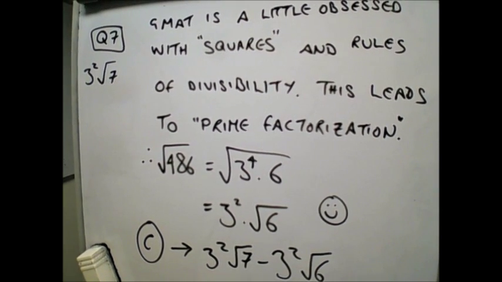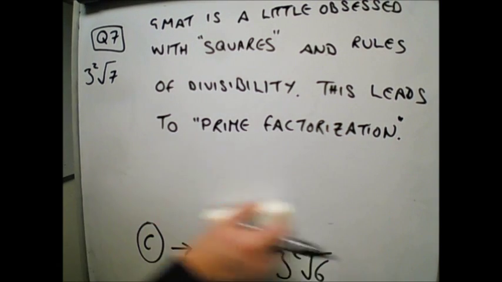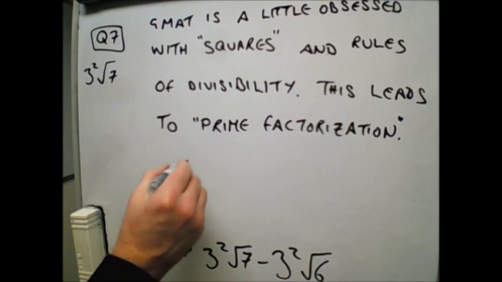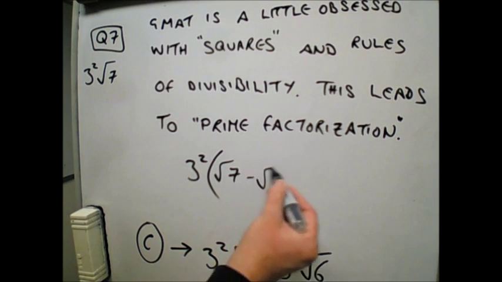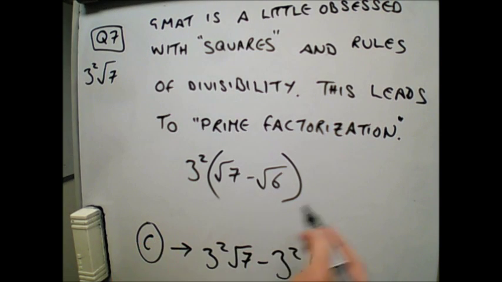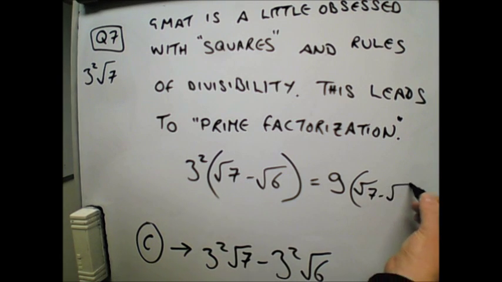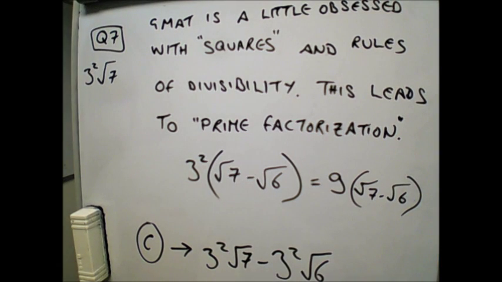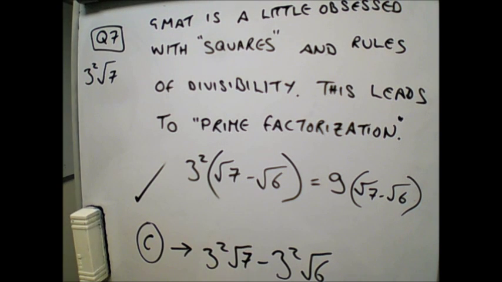So we have 3 squared times the square root of 7 minus 3 squared times the square root of 6. They share a common term, which is 3 squared. That means you can factor that common term out. Pause and think about that if you need to, but the final answer now is very simply, because we can factor out the 3 squared, 9, parenthesis, root 7 minus root 6, so C was indeed correct.